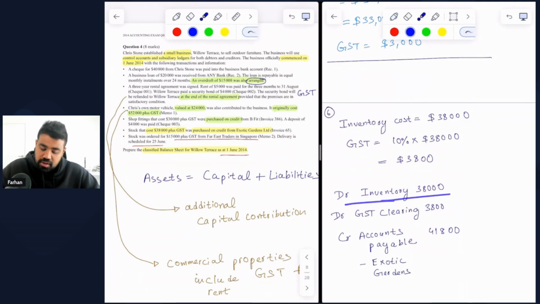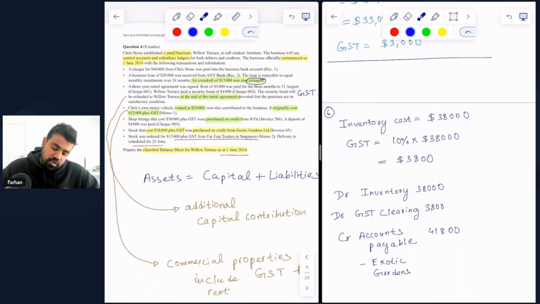We would be debiting GST clearing by $3,800. Again, the reason we are debiting this is because we can offset this when we do the calculations for the GST settlement, and we credit accounts payable to Exotic Gardens by $41,800, which represents the present obligation of the business for the inventory and the GST combined.